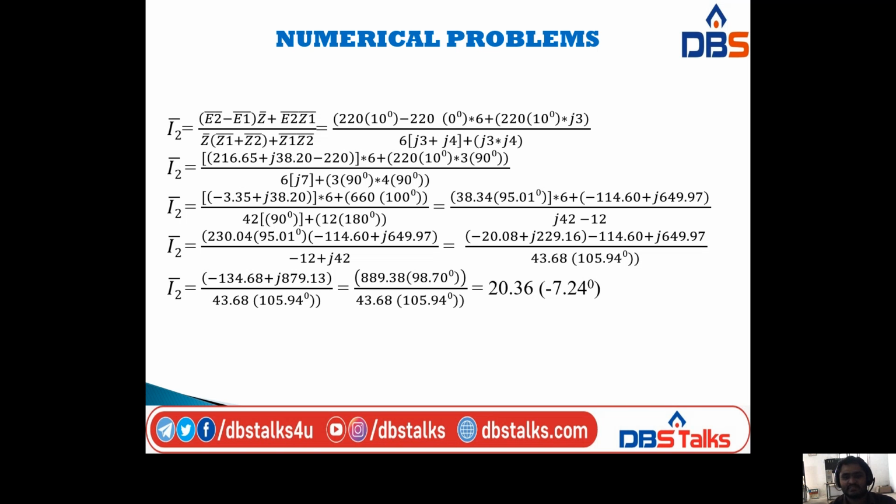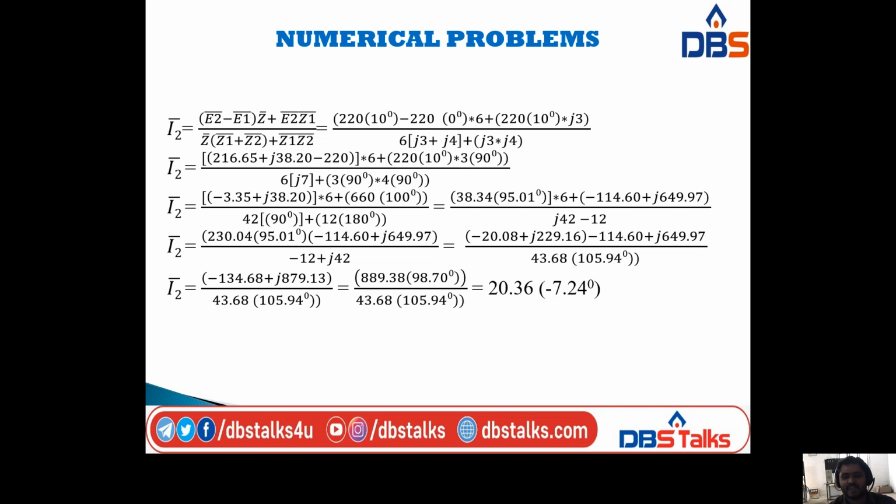So after simplifying this one we have 38.34 into 6 means 230.04 at an angle of 95.01 plus minus 114.60 plus J649.97, divided by minus 12 plus J42.